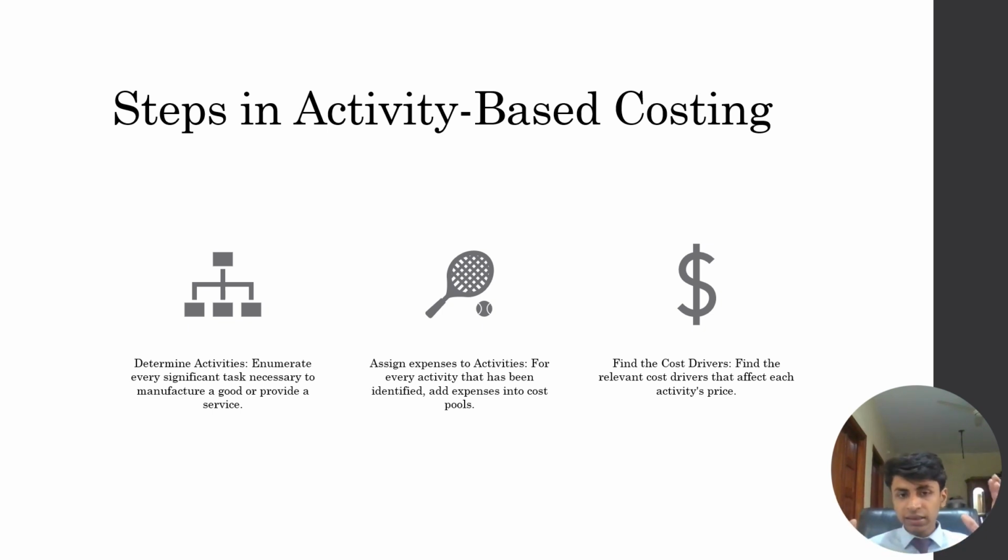Then we assign expenses for the activities. We break down the cost into cost pools, such as costs related to machine maintenance or machine setup are allocated to their respective cost pools. Then we determine the cost drivers. We select the cost drivers according to the activity and its costs. For instance, the number of production batches may drive machine setup costs.